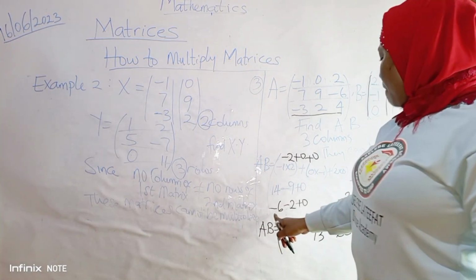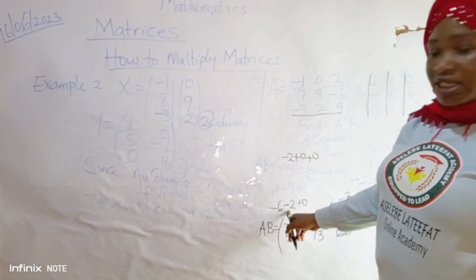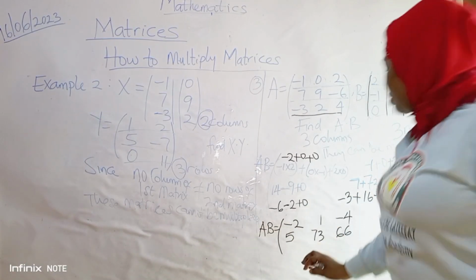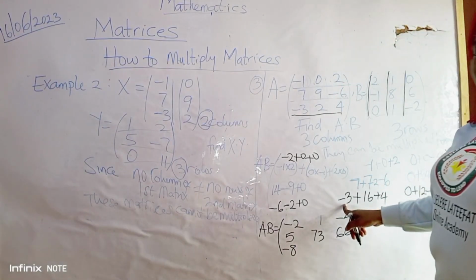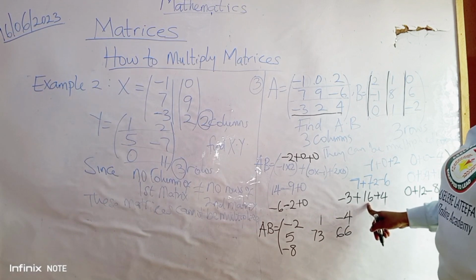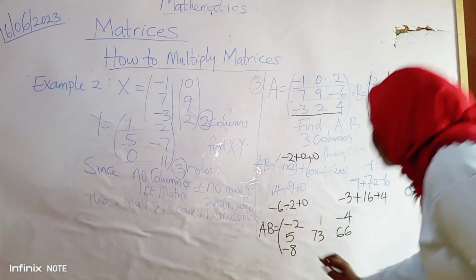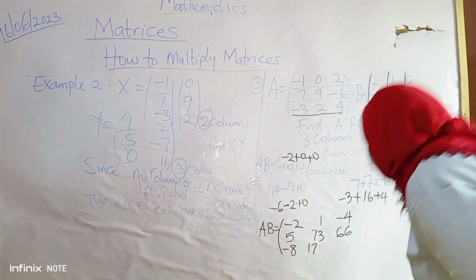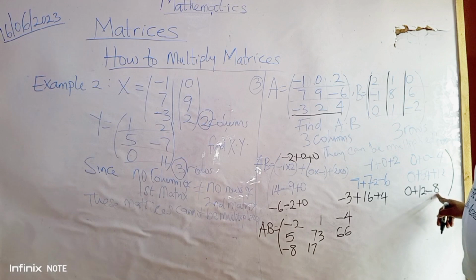Minus 2, minus 6, minus 2, that is minus 8. Minus 8 plus 0, minus 8. Minus 3 plus 16, that is 13. 13 plus 4, that is 17. 17 is here. 0 plus 12, 12. 12 minus 8, 4.